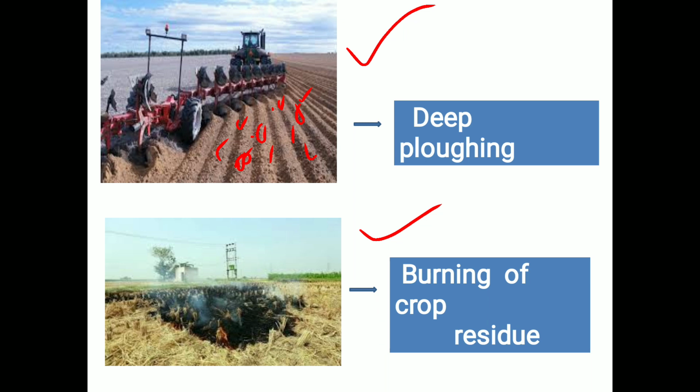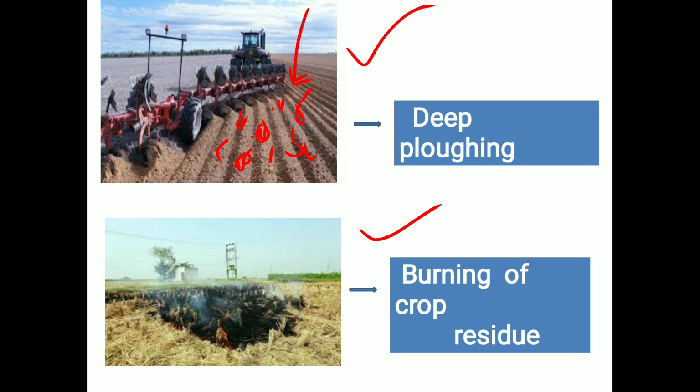They are exposed directly to the sun during the afternoon session, and when they are exposed directly to the sun, ultimately the larval or pupal stages or eggs of different insects are completely killed. So in that way, deep plowing is beneficial for controlling the pest population or disease.